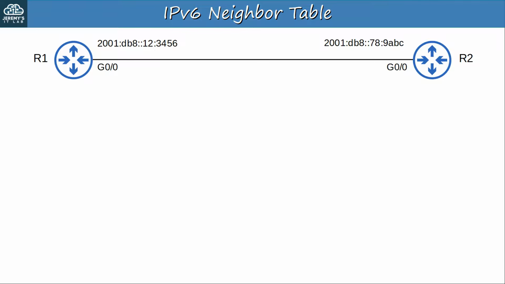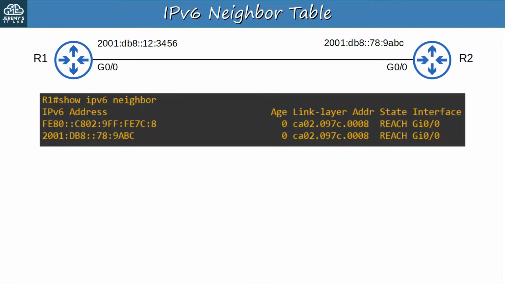Now, since IPv6 doesn't use ARP, there isn't an ARP table. Instead, the devices will keep an IPv6 neighbor table. Keep in mind, I'm showing this on Cisco routers, but all devices running IPv6 will use NDP, keep a neighbor table, etc. Here's R1's IPv6 neighbor table. You can view it with show ipv6 neighbor. Let's look at the output. First, the IPv6 address column. Notice that R1 has an entry for both R2's global unicast address and its link local address. It learned that link local address automatically. I didn't ping it.